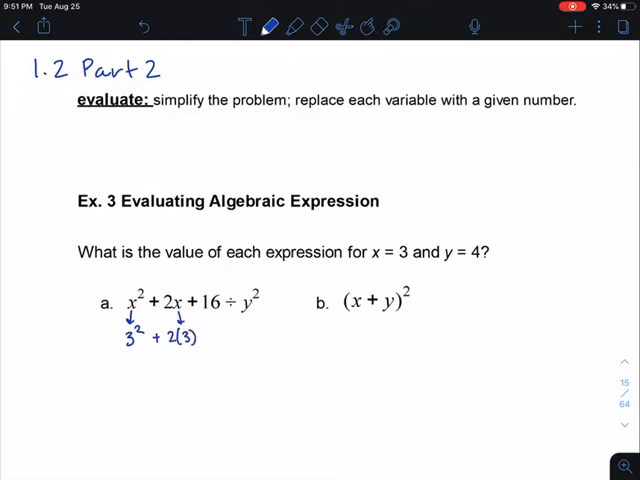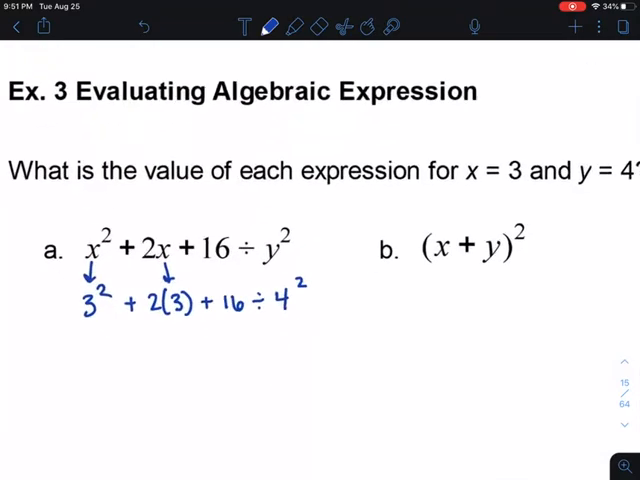Now I'm going to use parentheses. Anytime I take a variable out and I replace it with a number, I always use parentheses to remind myself to use the operation of multiplication. From there we have a plus 16. We are dividing by y, which is 4, to the second power.